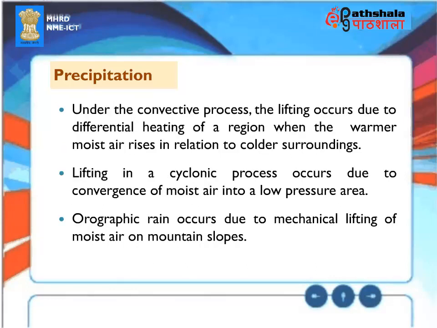Under the convective process, the lifting occurs due to differential heating of a region where the warmer moist air rises in relation to colder surroundings. Lifting in a cyclonic process occurs due to convergence of moist air into a low pressure area. Orographic rain occurs due to mechanical lifting of moist air on mountain slopes.